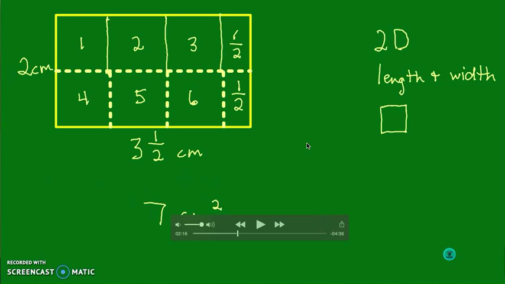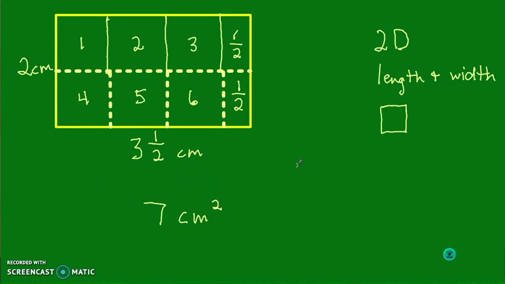Now we need to talk about the next part of the problem. They ask you to come up with a number sentence. And a number sentence is basically just a fancy way to say math problem. So with a problem like this, there's two ways that we can do it. We can see that there's 2 centimeters here, and with our squares, that gives us 2 rows of 3.5 centimeters.